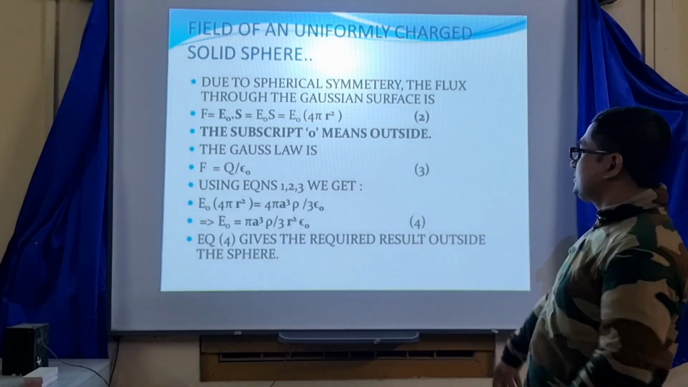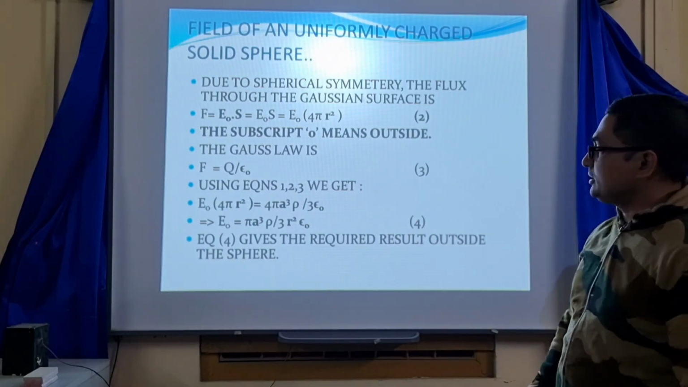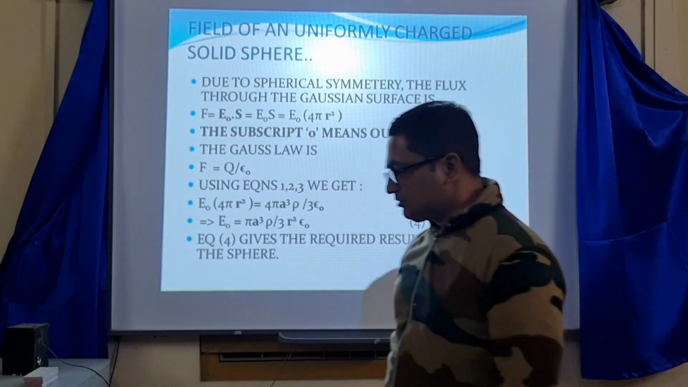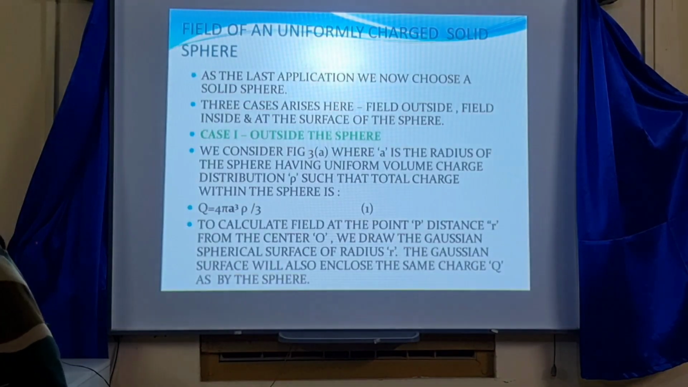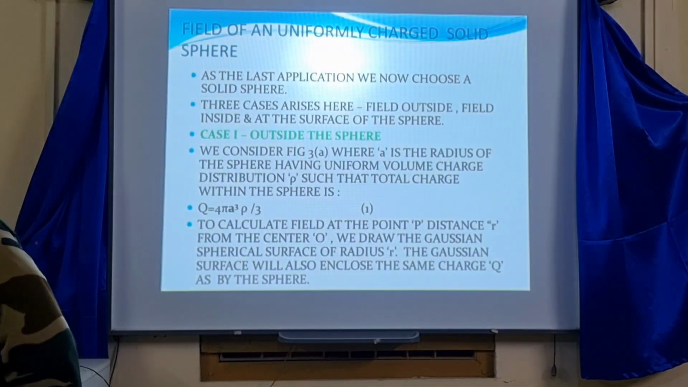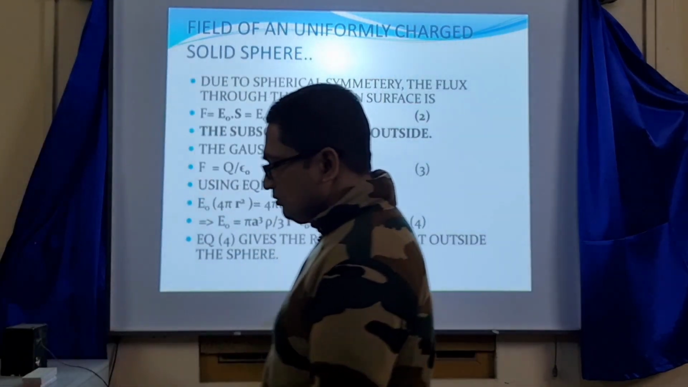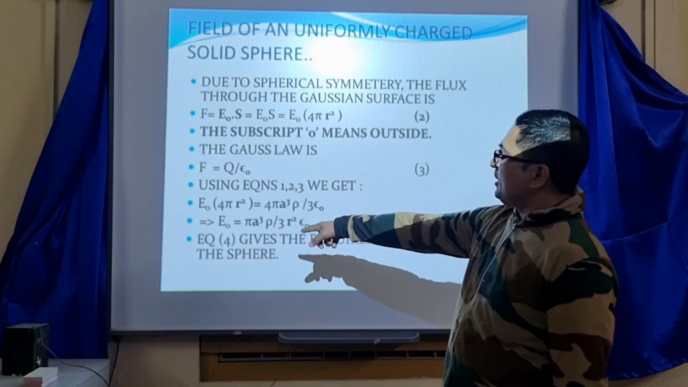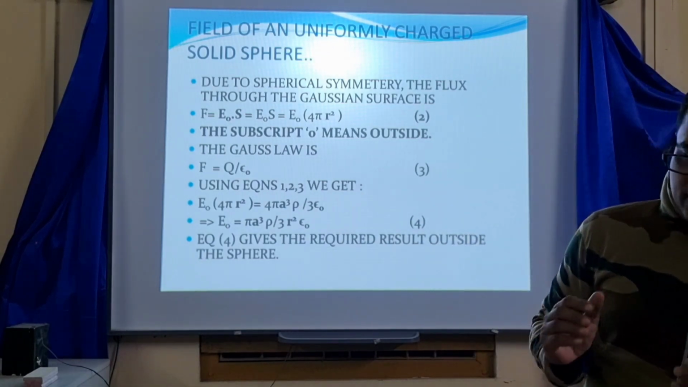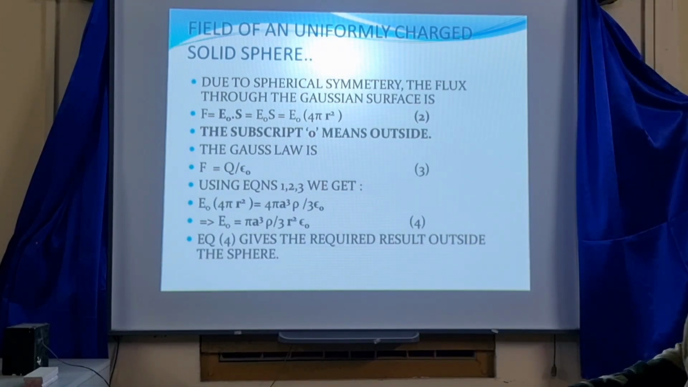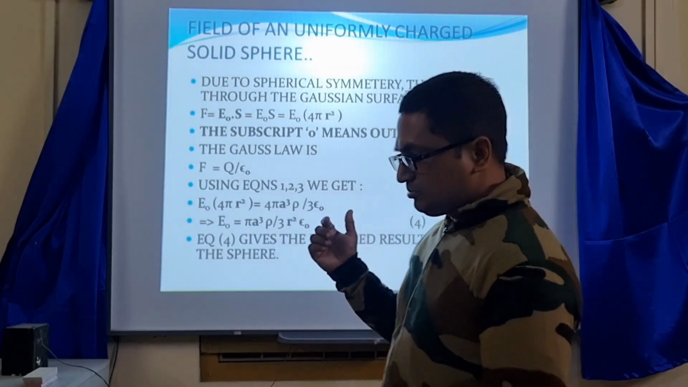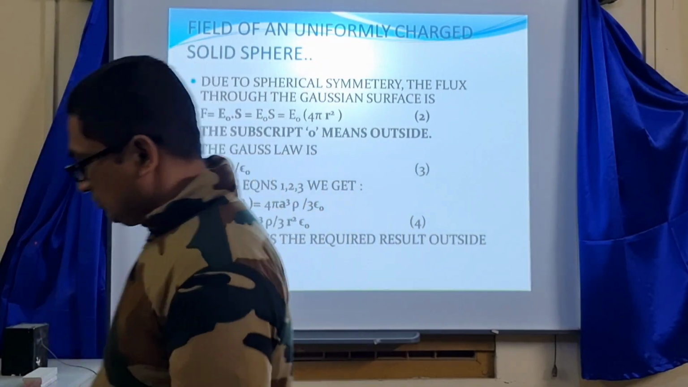Again we are using Gauss's law, given by equation 3. We know the flux is equal to Q by epsilon naught. So we have all these equations, 1 to 3. This is 2, this is 3, and 1 was there in the earlier slide. Combined, equations 1, 2 and 3 give us E naught equal to 4 pi a cubed rho by 3 r squared epsilon. This equation 4 gives us the required result for a point outside the sphere. So this is the electric field outside a solid sphere using Gauss's law with the help of a Gaussian surface.